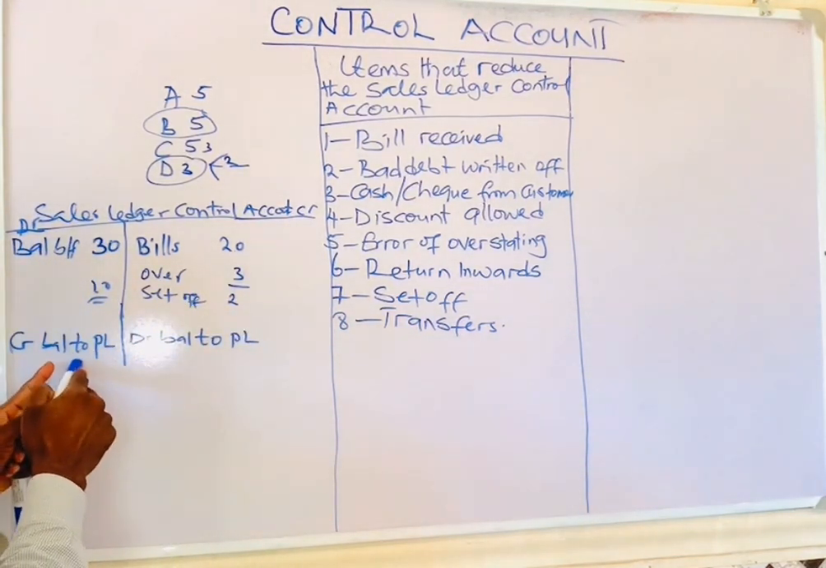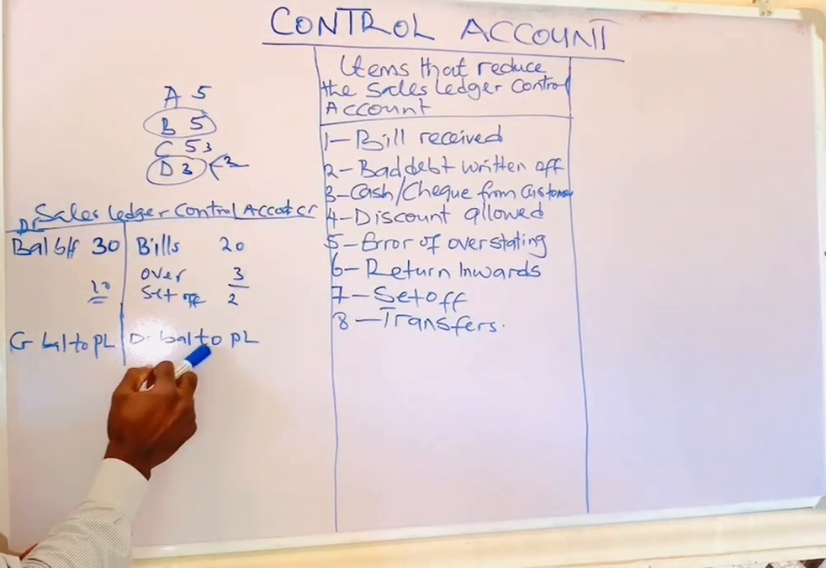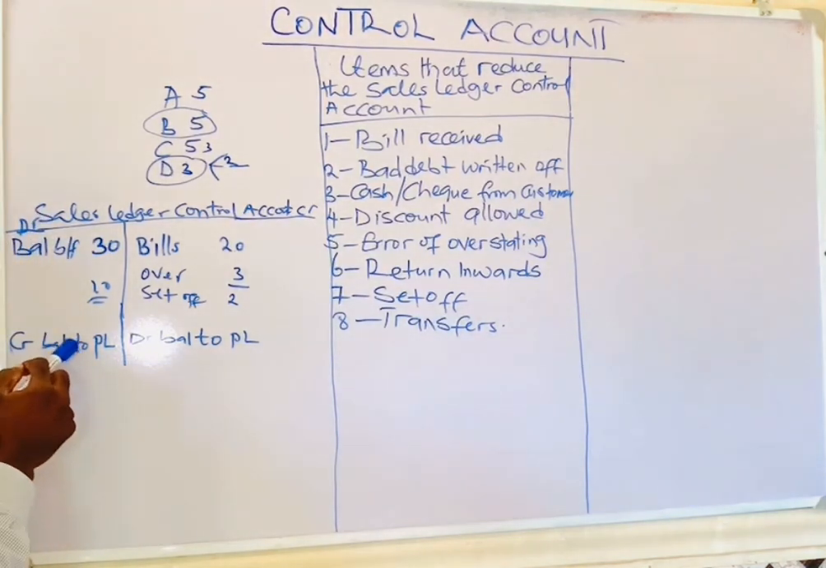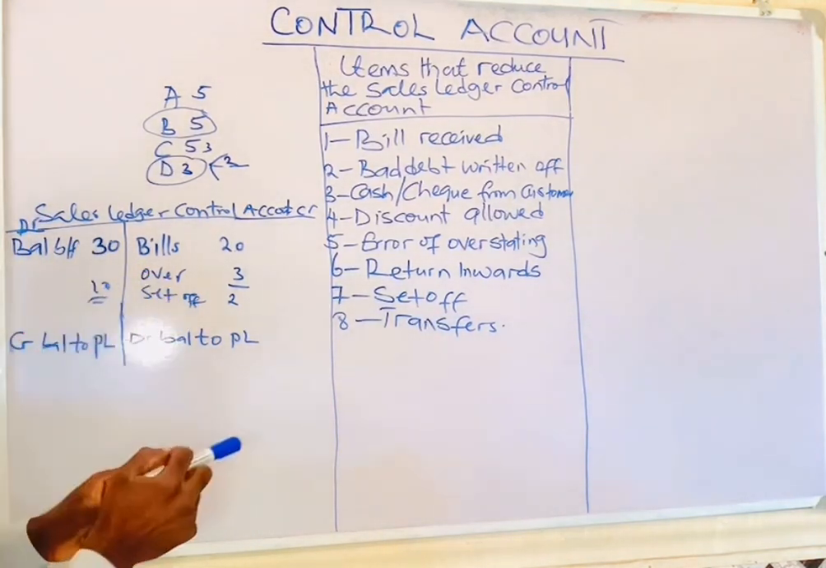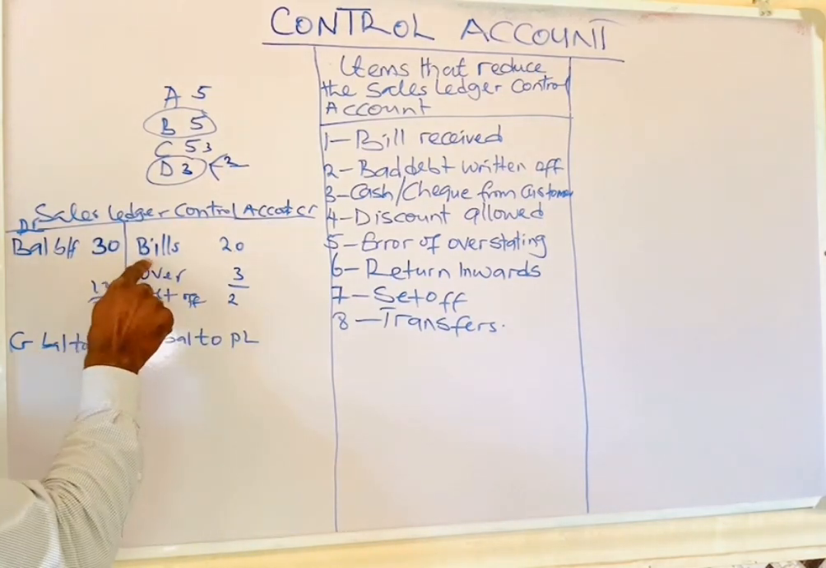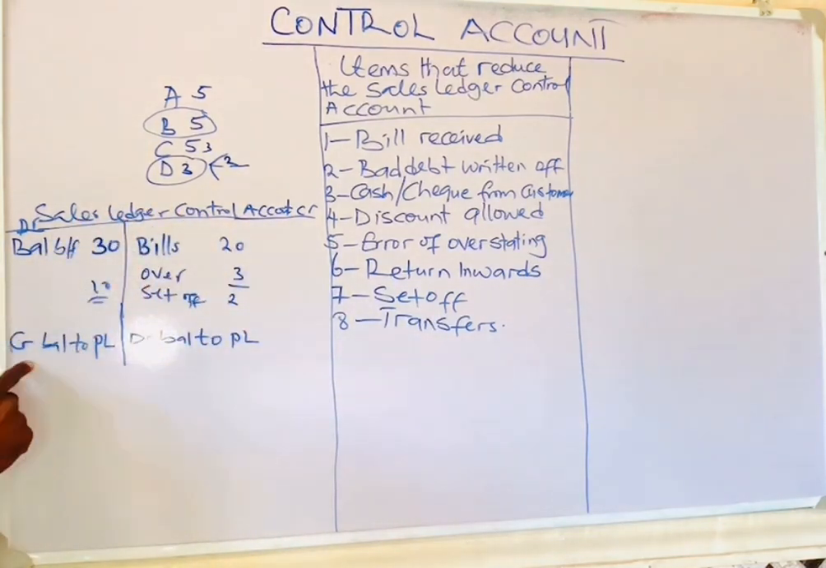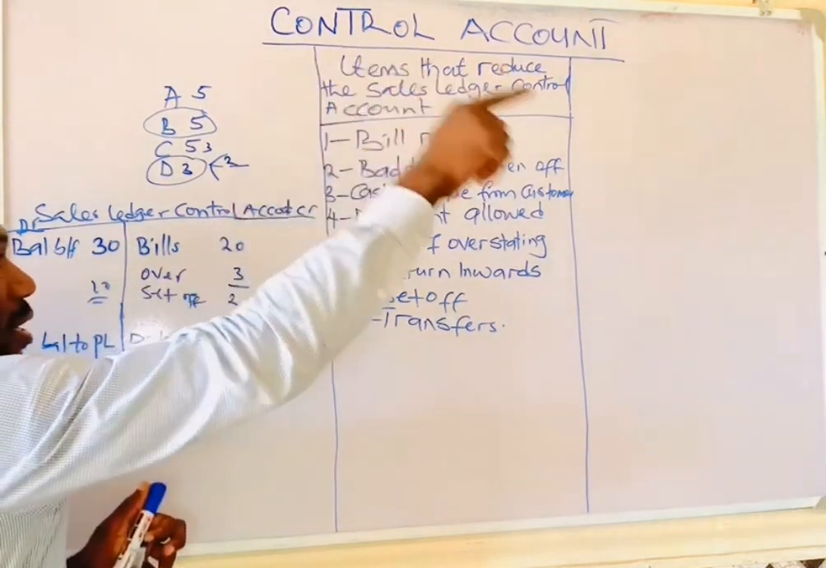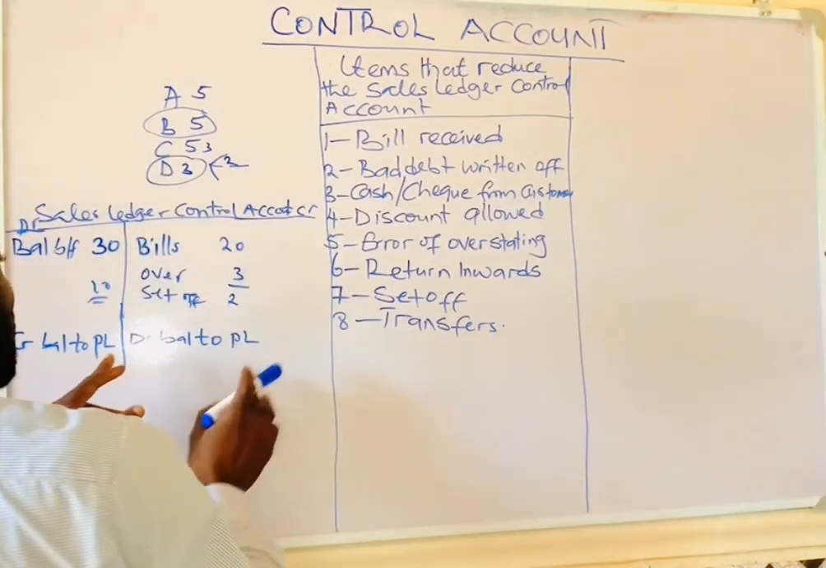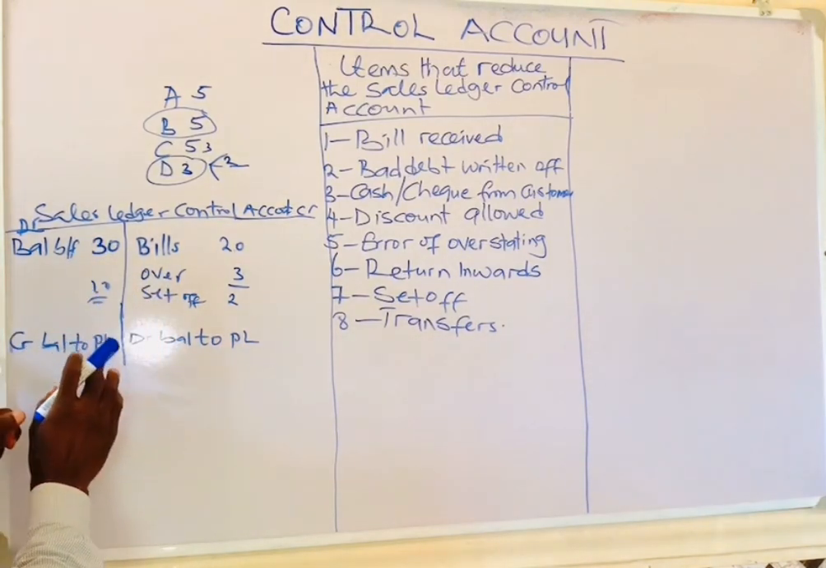If you show it here, you are adding. It will come to this credit side and say debit balance to purchase ledger. If you are transferring a credit sales ledger balance to the purchase ledger, you come to the debit side. That is, an item that initially reduced this balance is now back again because we are taking it to the purchase ledger. So this is all about the items that reduced the debit balance of the sales ledger.